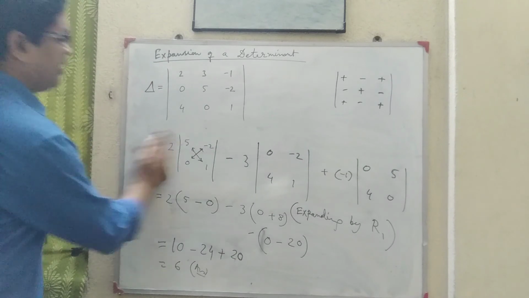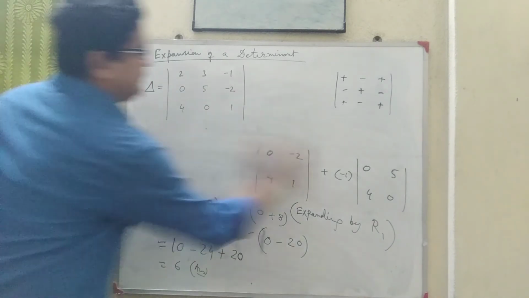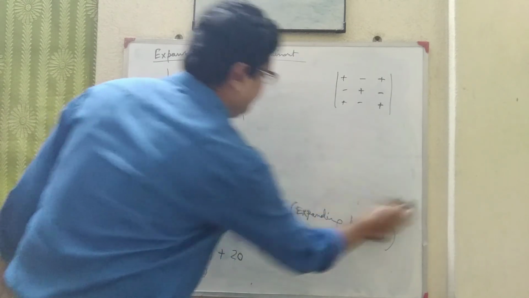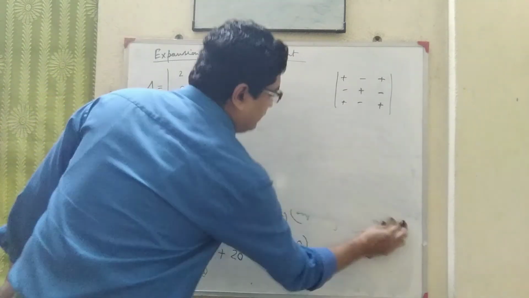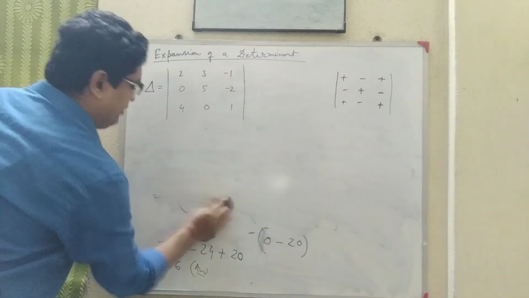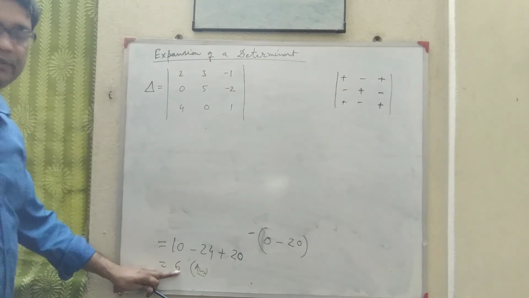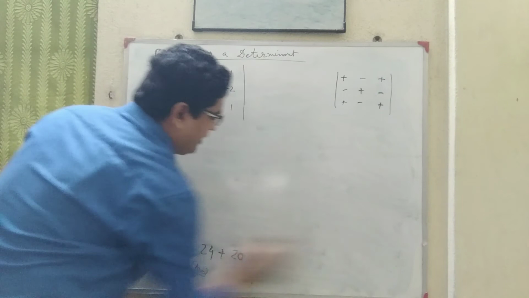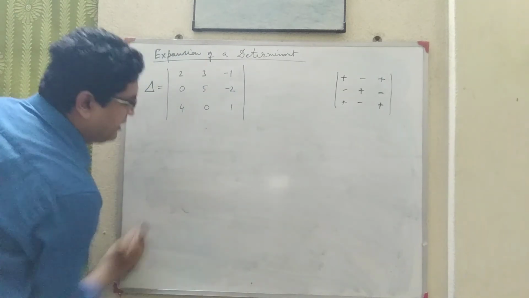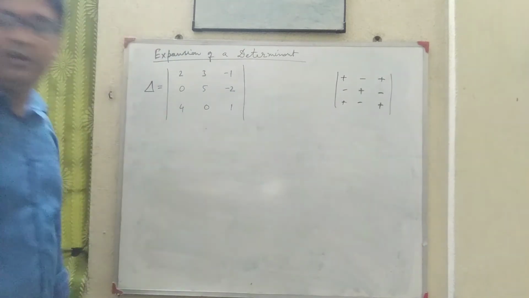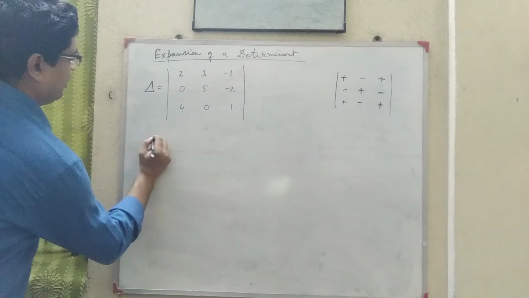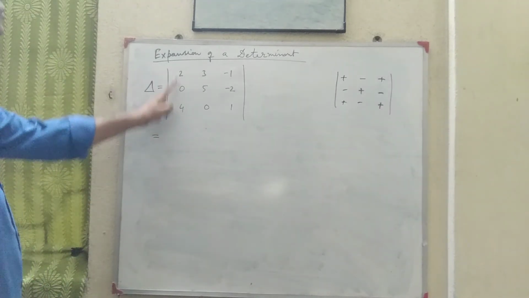Suppose we want to expand by first column. Let's see whether same value comes. You remember the value is 6 here. We have expanded by the first row here, but now we will expand by the first column and we will show you that the same value 6 will come. So first column is 2, 0, 4.